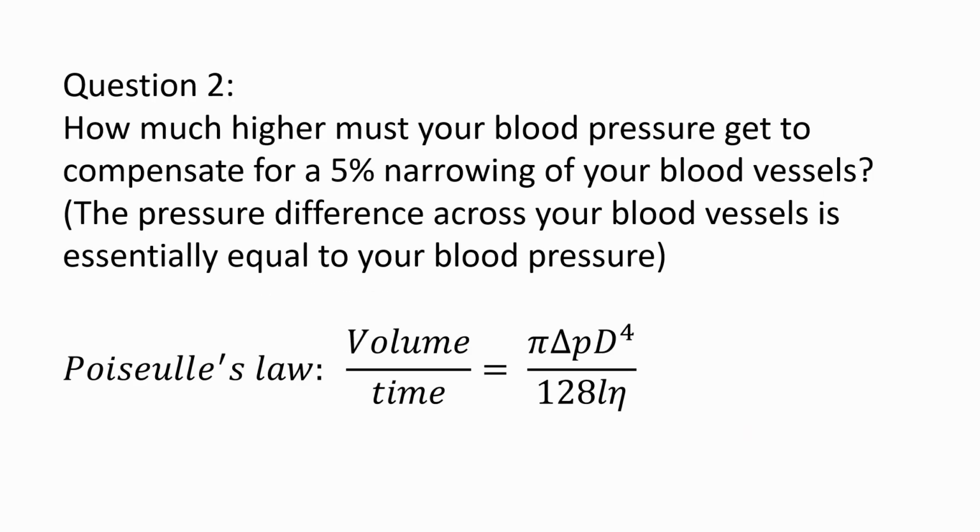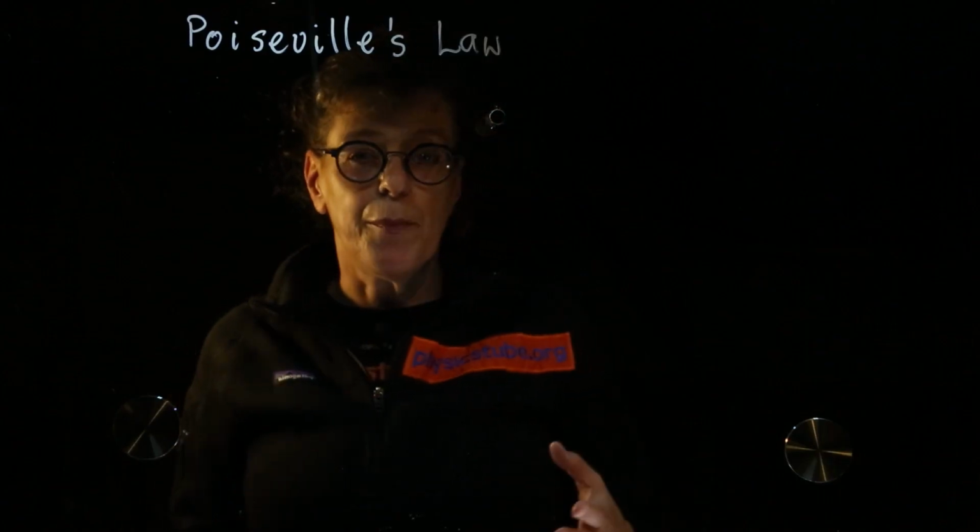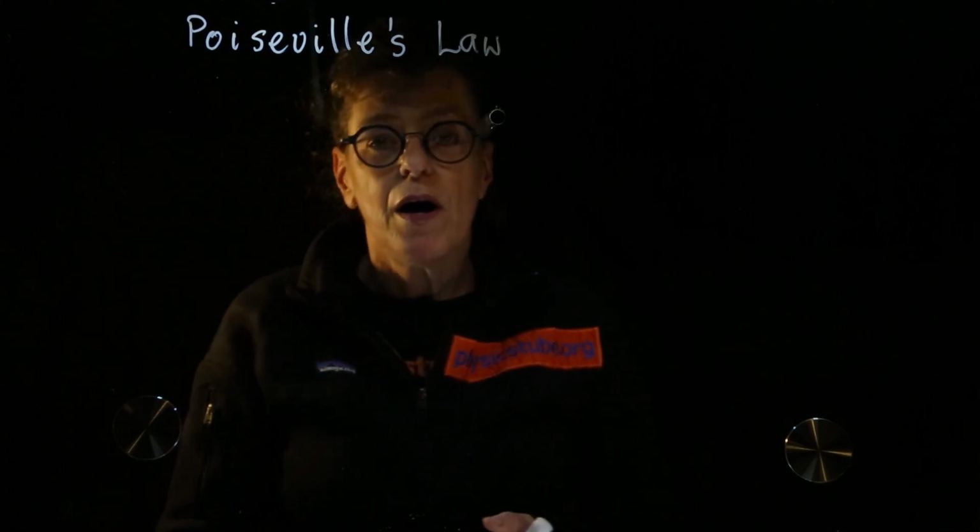Question 2. How much higher must your blood pressure get to compensate for a 5% narrowing of your blood vessels? The pressure difference across your blood vessels is essentially equal to your blood pressure. This question is about Poiseuille's law.